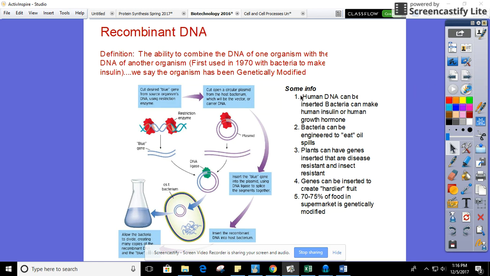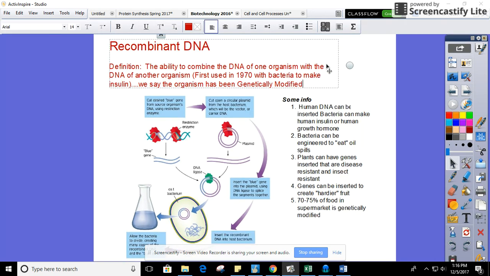I'm going to move on to the idea of recombinant DNA. In this case, we take the DNA of one organism and we combine it with the DNA of another organism. So we tend to say when we take DNA from one into another, we have genetically modified that organism. So just some information: human DNA can be inserted into bacteria, and we can have the bacteria make something for us, and this is how we make human insulin. We can also use bacteria to be engineered to eat oil spills.